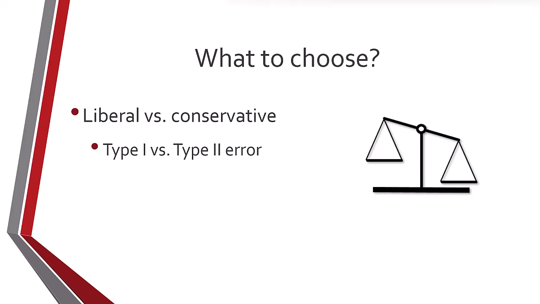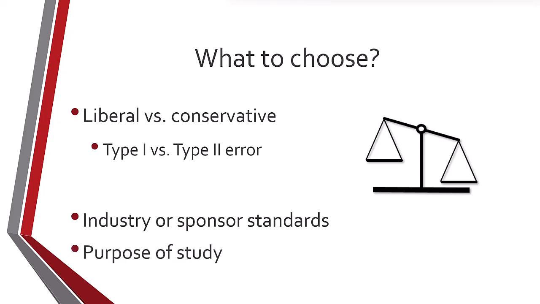When deciding which to use, following industry standards or conventions by discipline is a good starting point. Or the study sponsor may request a specific test and alpha level. The purpose of the study should also be considered. When the trial is used for registration, then a conservative test is appropriate. But a screening trial is all about potential, and so a more liberal test may be preferred, because any false positives will be weeded out in future studies.